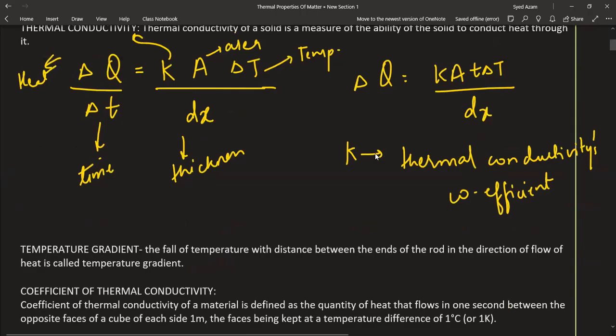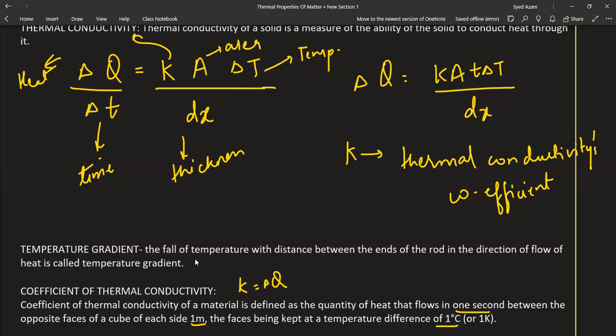So this is your thermal conductivity, the coefficient of thermal conductivity. When you put everything as unit, 1 meter, 1 degree Celsius, time as 1 second, what will happen? Thickness 1, area 1 meter square, time 1 second, change in temperature 1 degree Celsius, K will be equal to Q. So it is defined as the amount of heat flowing for 1 second between the opposite faces of a cube of each side 1 meter, the faces being kept at a temperature difference of 1 degree Celsius or 1 Kelvin.